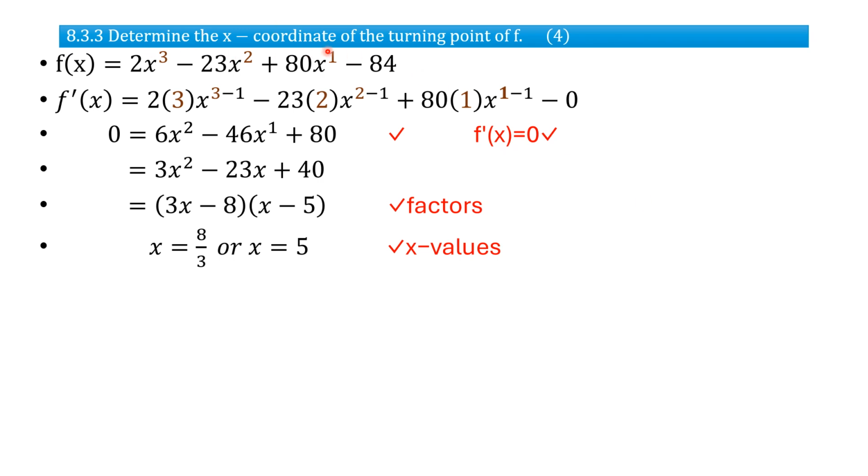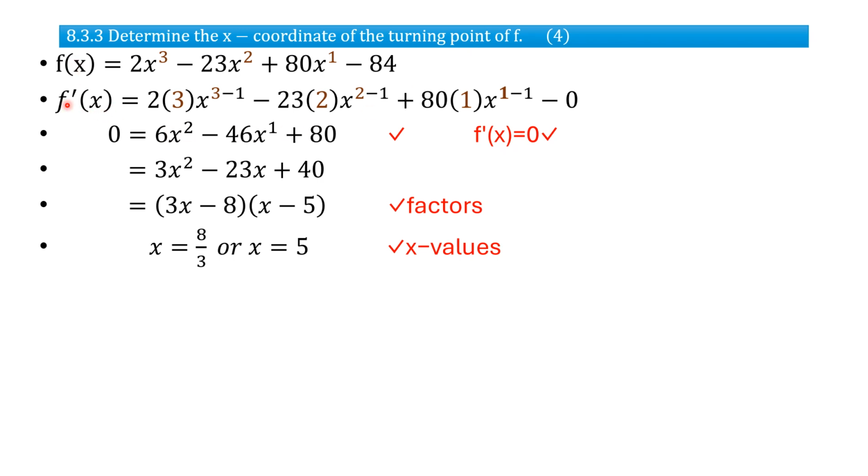Determine the x-coordinate of the turning point of f. So once you hear turning point or stationary point, we must find the first derivative first, make it equal to 0, factorize, and get the x-coordinate. And then once we have that, if they said we had to get all the coordinates, then we go back into the original equation. So turning point or stationary point means first derivative.